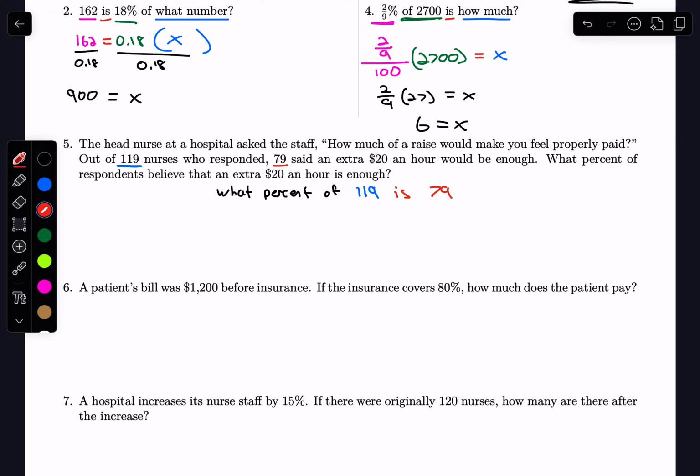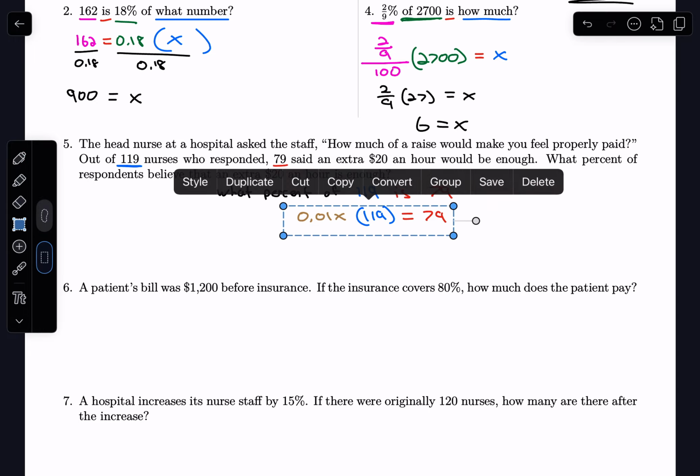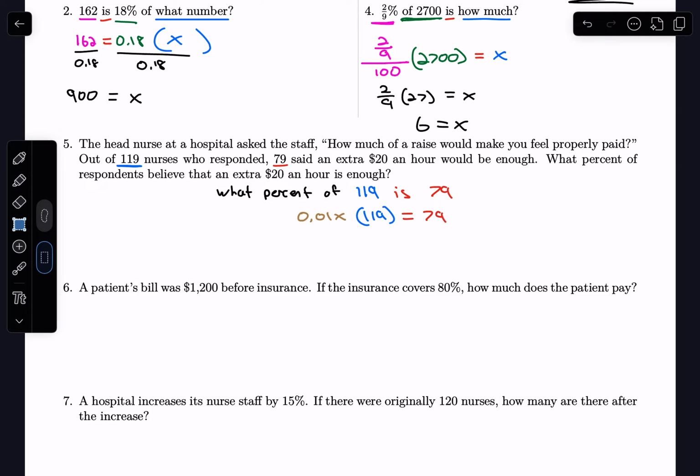Okay, so first step is just to convert that question into a more clear question the way 1 through 4 was. Now we can go ahead and turn this into an equation. What percent, remember, is going to be our 0.01x, or x over 100, of 119 is going to tell us to multiply by 119. And then is 79 just tells us equals 79. So what percent is the 0.01x? And then we have that multiplied by 119 equals 79.